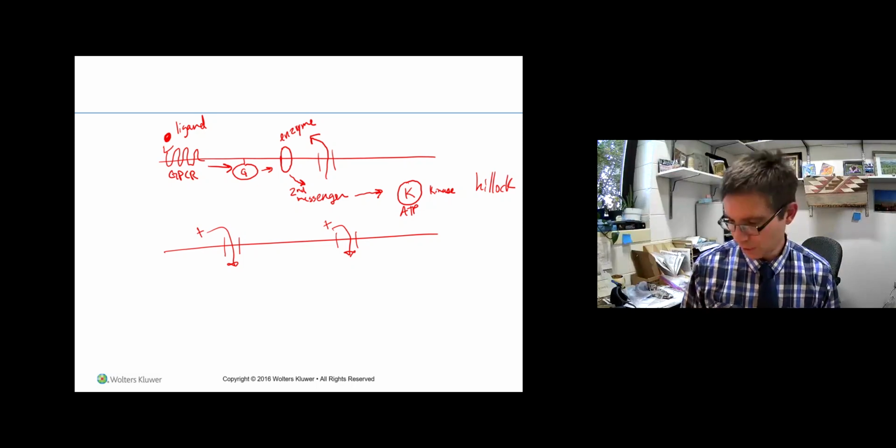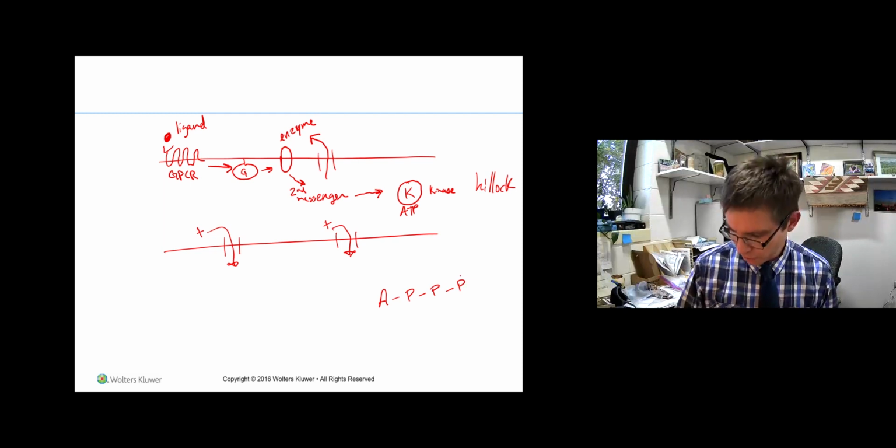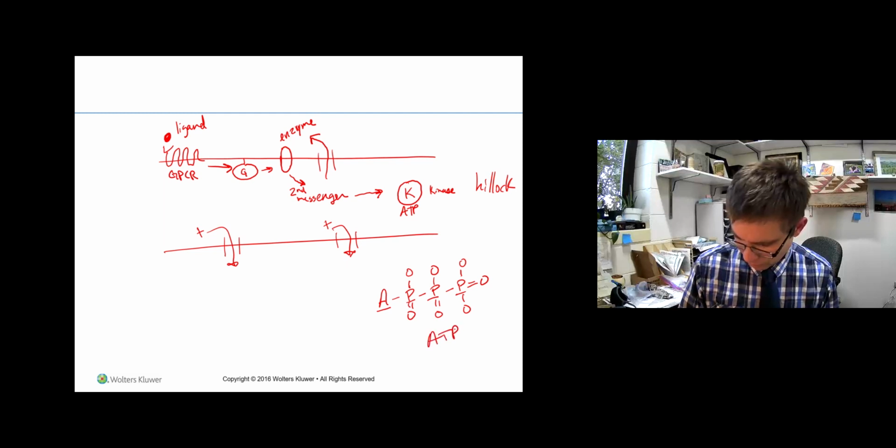So a phosphate, if you think about ATP, is adenosine triphosphate. It's this molecule that has 3 phosphorus atoms on it. And these phosphorus atoms have oxygens around them. I'm not drawing it perfectly because I don't know the structure, but it's got adenosine and then 3 phosphates. That's ATP. And these phosphates are negatively charged.